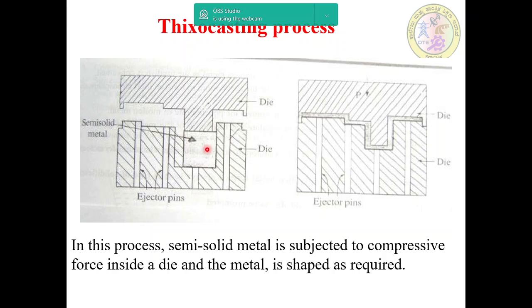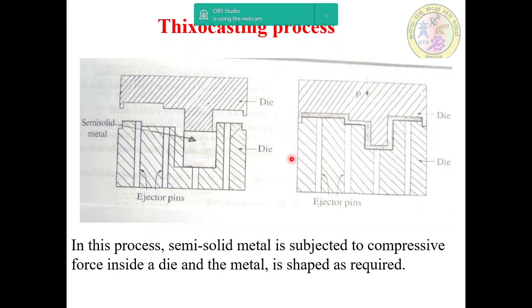Okay, after placing the semi-solid metal, now you have to apply pressure from the top side. After applying pressure, the semi-solid metal is transferred into the mold. Okay, the die is required, and then after ejecting you get a casting like this. And this simple example figure shows the thixocasting process.